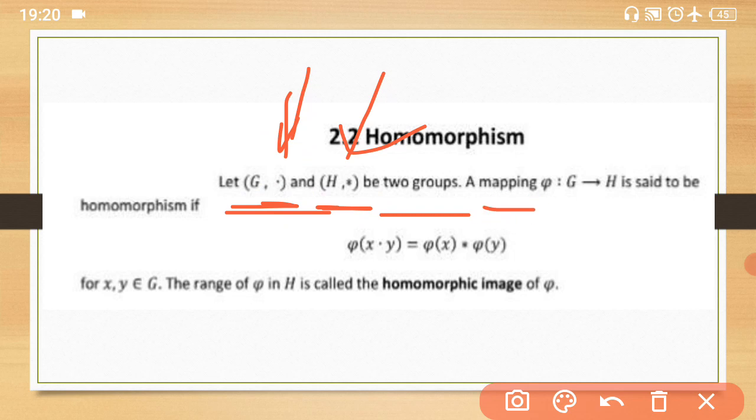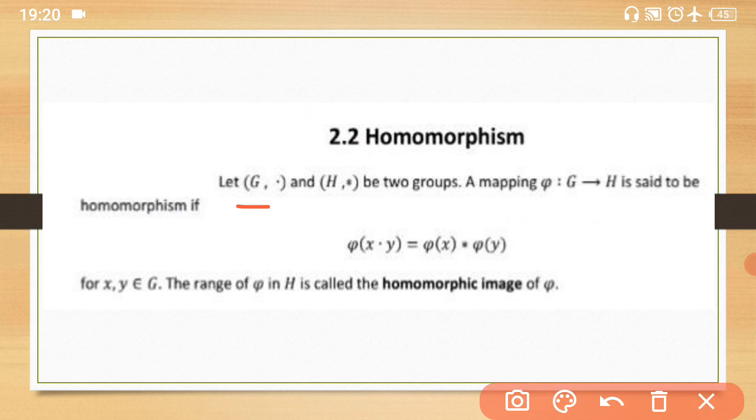A mapping phi from G to H is said to be a homomorphism. Actually, homomorphism preserves the operator. Keep in mind that it observes the operator. It preserves the operator. The operator will be preserved in this mapping. It will not change.